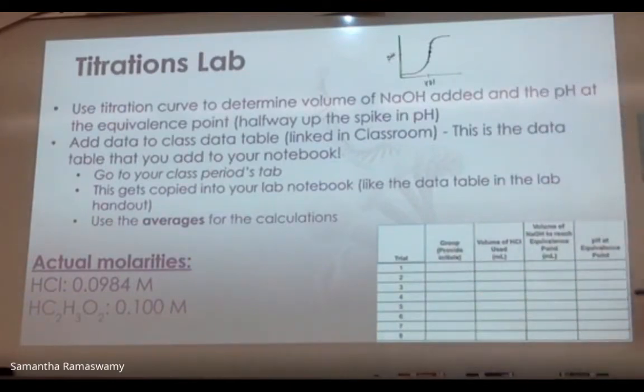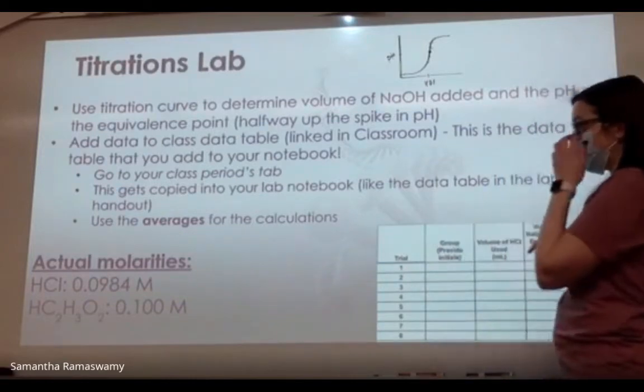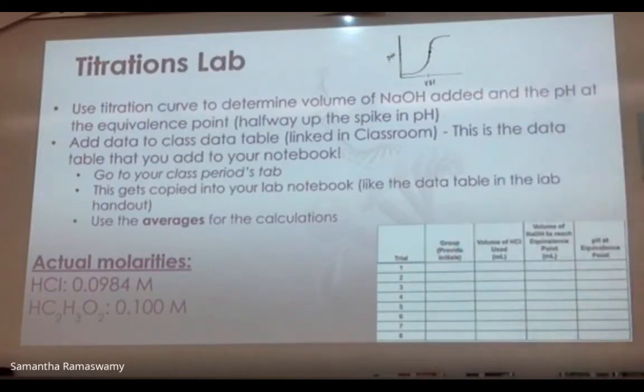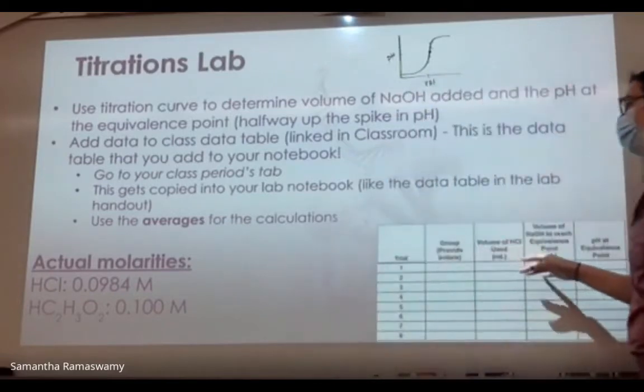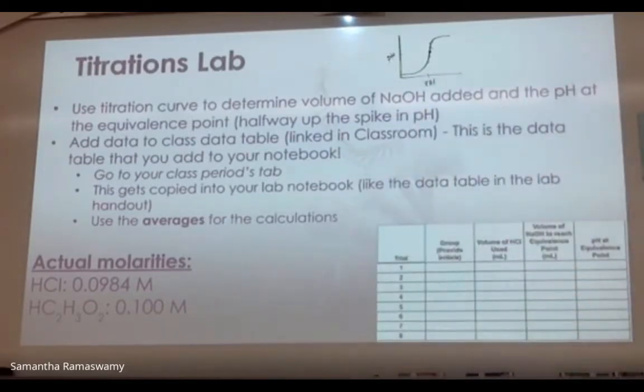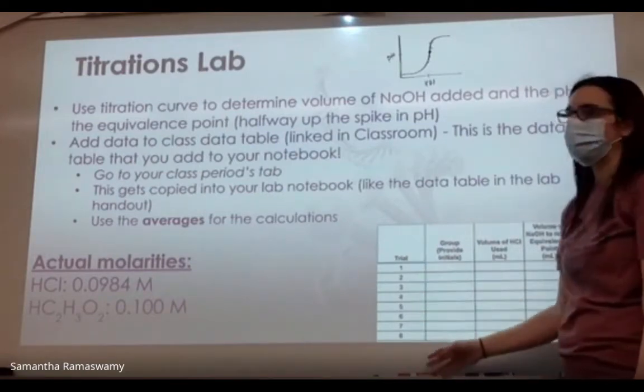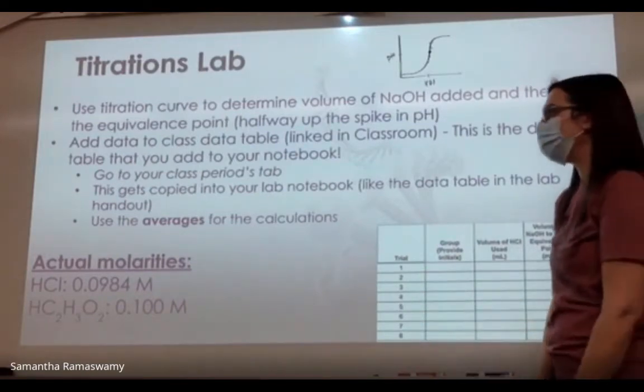So then, remember, this goes into your lab notebook. Make sure you go to your class periods tab. So you guys are the first tab. So not an issue for you guys. But this is what gets copied in. Just make it look like the data table in your lab handout. You do not need the group initials in your lab notebook. If you put it in, that's fine, but you don't need it. You guys will not have 8 trials like the other classes, I don't think. So just put however many trials are in the class data table.